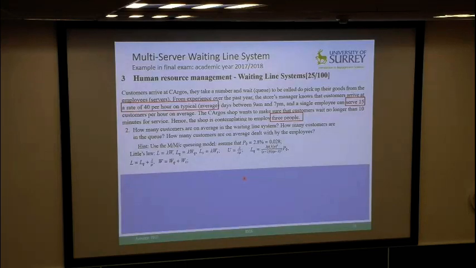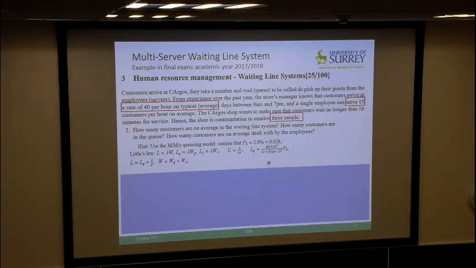And then let's take a look at the second question. How many customers on average are in a waiting system? How many customers are in the queue? How many customers are dealt with by the employees? This is a pretty typical question. On average, how many customers are in the system, the queue, and the service? That's how we're going to calculate the number of customers.